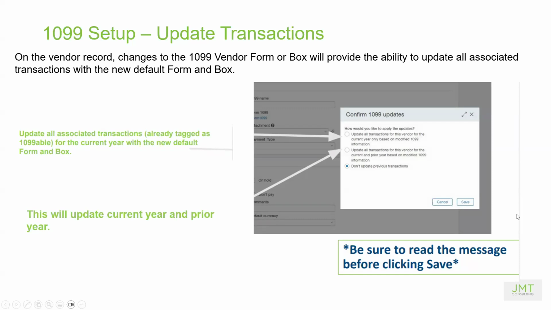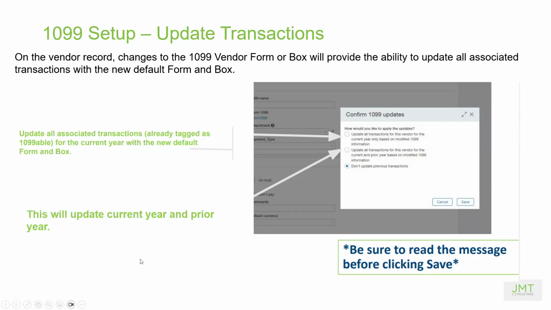Or don't update previous transactions. So what if you just have some new information and now from this point forward, you want all transactions to have the new information, but don't mess with the history? That's when you use the third choice. Most of them will use choice number 1, the door number 1, the very top one.